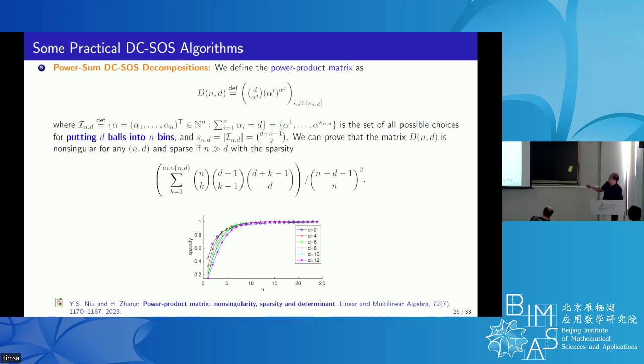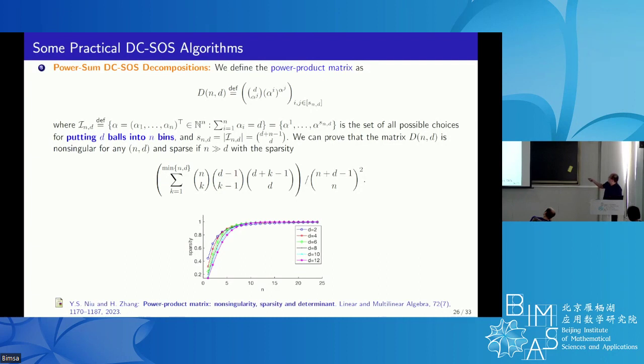And here is the third one. We recently developed another paper, probably in linear and multilinear algebra, called power sum, meaning that we write the decomposition in the form of powers of some linear forms. Some linear forms, and this is constructed based on this particular matrix we call the power product matrix. Here each alpha i is in this set, and this set is all possible choices of putting d balls into n bins.